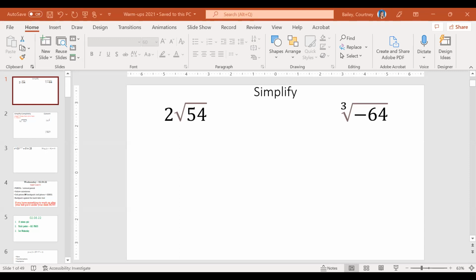Index match, inside matches. Now, to actually do the adding, I only add or subtract outside numbers. So I'm only adding the 3 plus the 5. So 3 plus 5 is 8. And then what does it say about the inside number? Stays the same. So it's going to say 8 square roots of 2. That will be my answer.